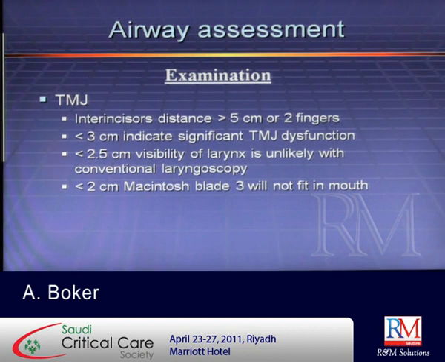Then, as we'll come to in a few minutes, how many options do you have to manage a difficult airway? Maybe 25, 26 options, okay? So you need to know which of the 25 options are out. Laryngoscope is out. Fiber optic, is it out or in? In. Retromolar, is it out or in? In. What about LMA, laryngeal mask airway?